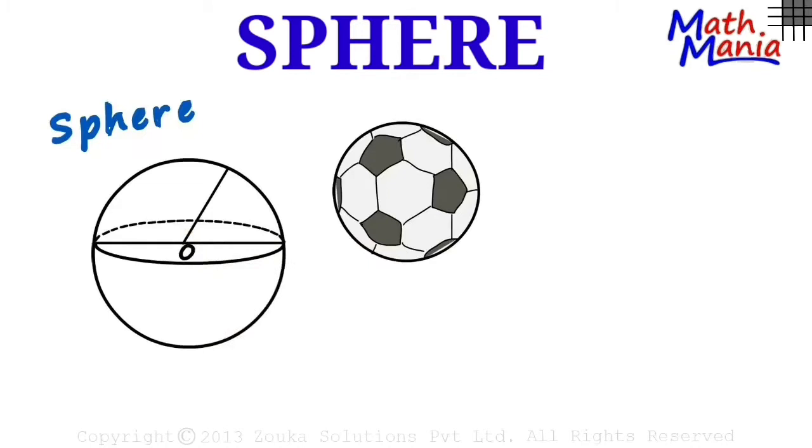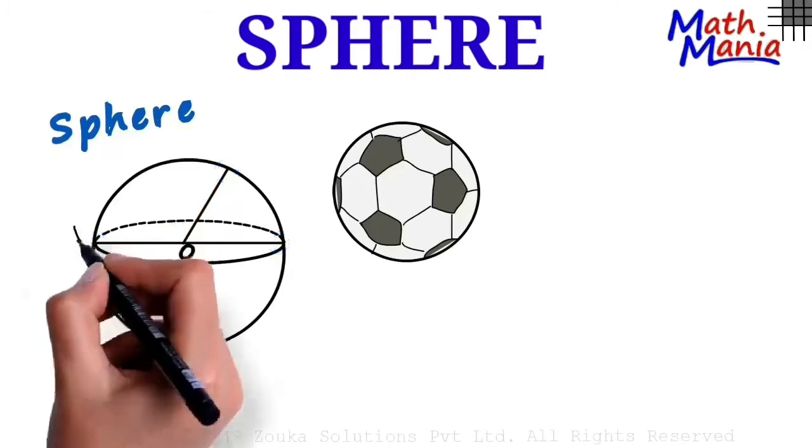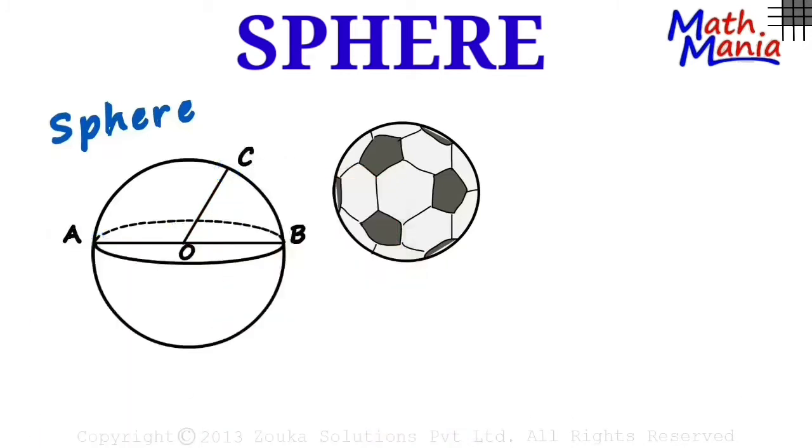In this figure you can observe that this is the center O, and the three points A, B and C we have taken. From the center O, OA, OB and OC all are the radii of this sphere. In this, AB is the diameter. OA is the radius, written as small r, OB is also the radius, and OC is also a radius of this sphere.